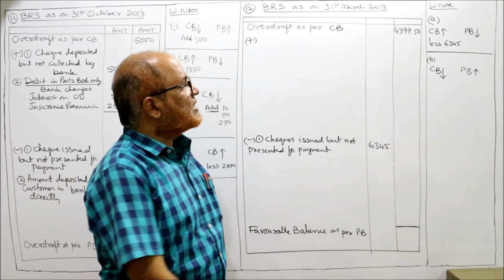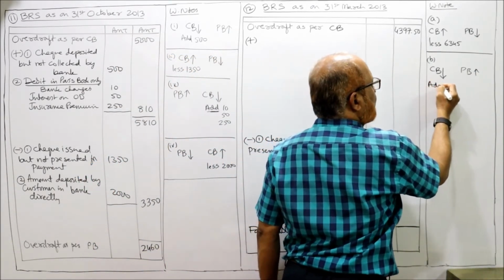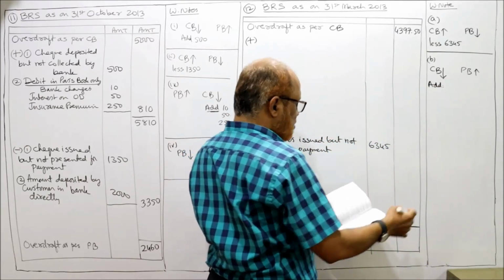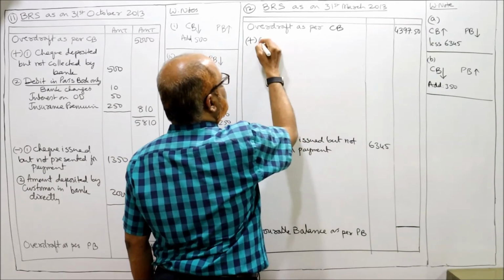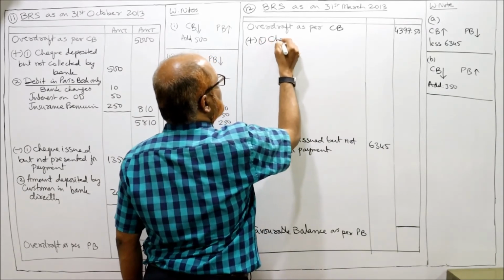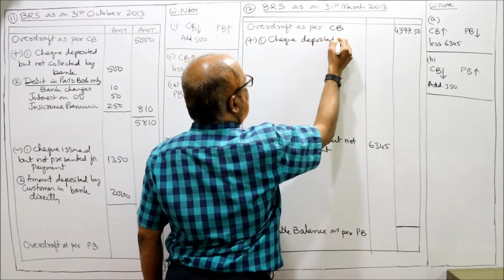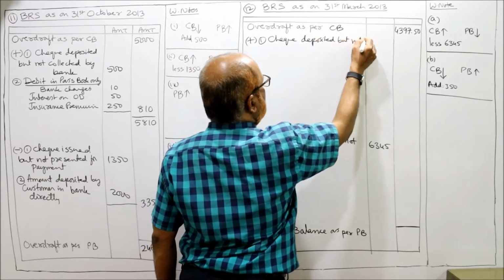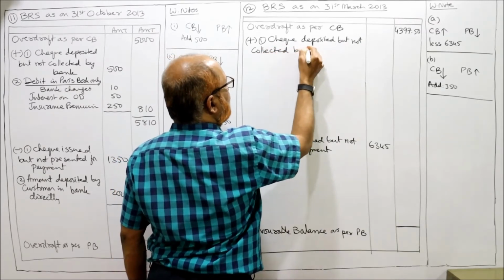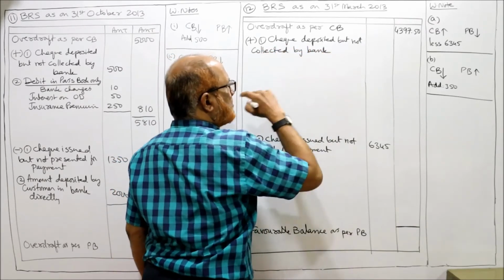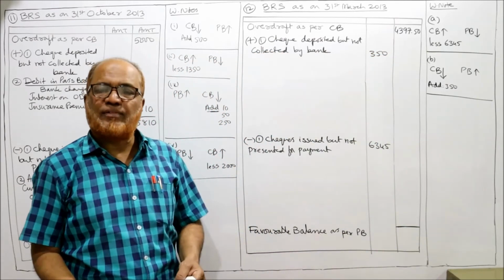Passbook OD is more. Our starting point is cash book. It is showing less. So we have to add. How much? 350. We have to add 350: check deposited but not collected by bank, 350. That's all. So two items we have considered.